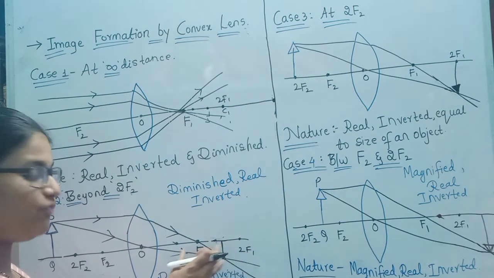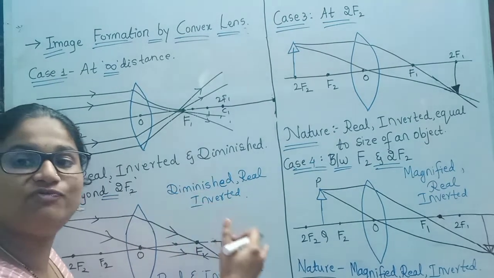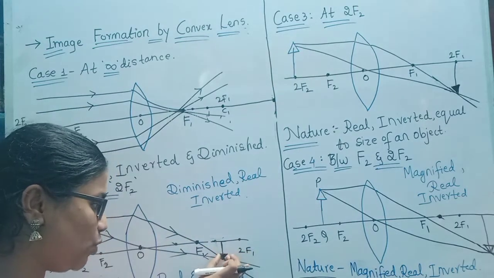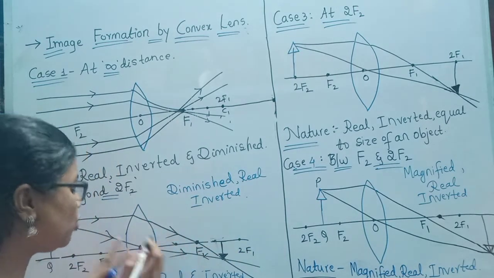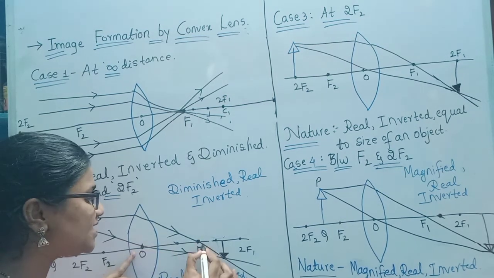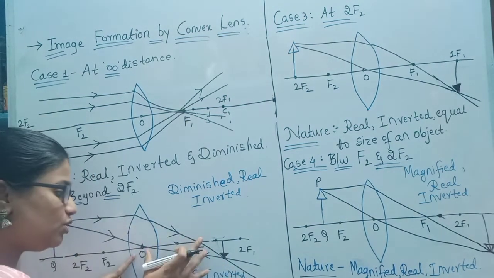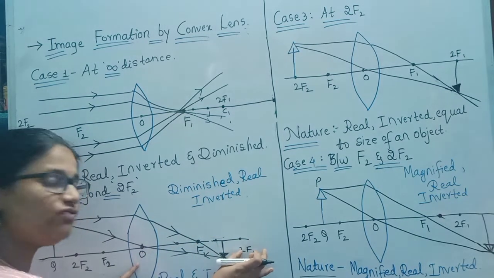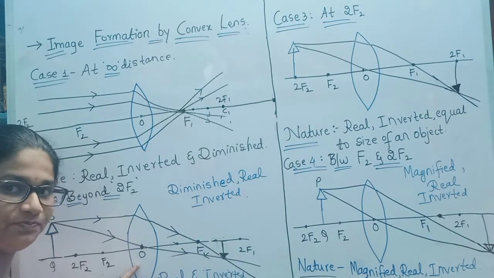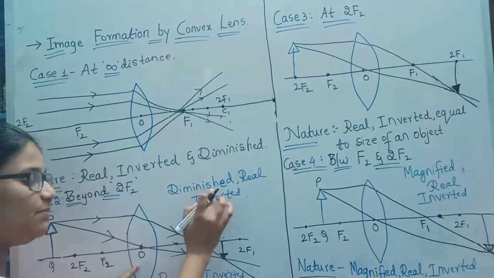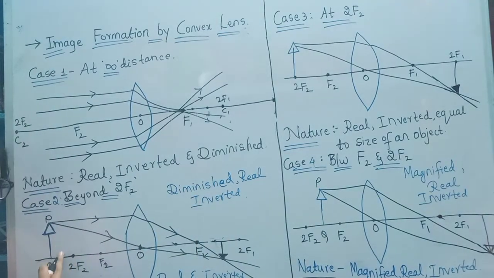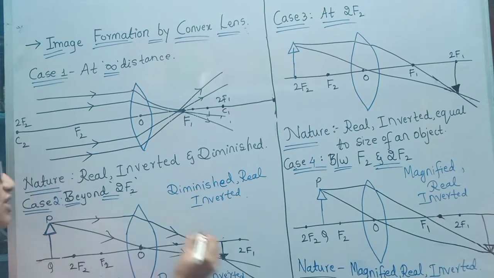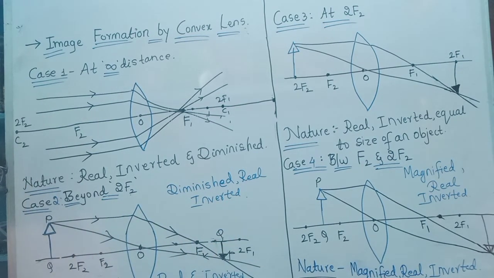That is, the image will be formed at a distance greater than the focal length and lesser than twice the focal length. Focal length means the distance between the optic center and the principal focus. So it is formed beyond the focal length, less than twice the focal length or the center of curvature. The nature of the image will be diminished, smaller in size compared to the object, real, caught on a screen, and inverted. If this is PQ, this will be QP, inverted.